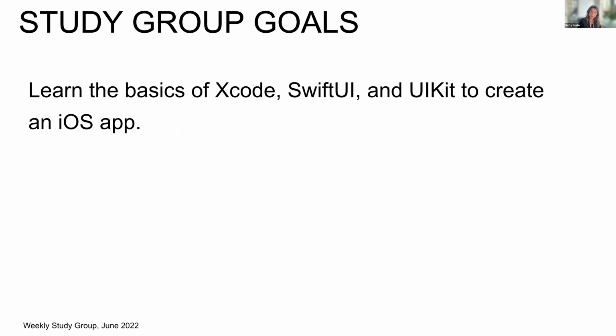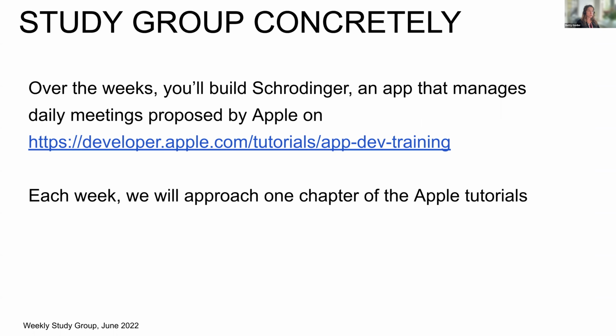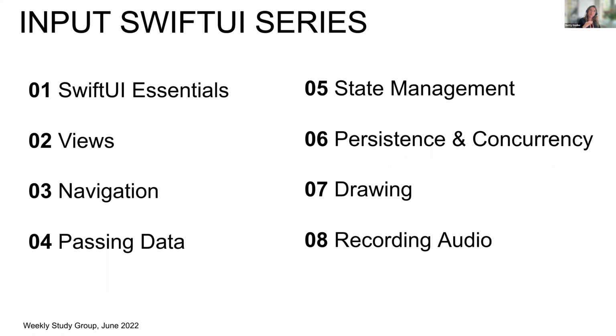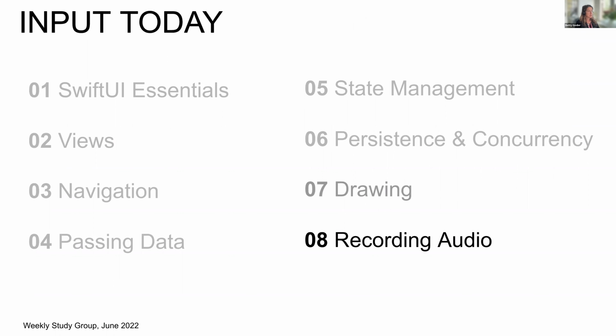For that, we are creating an app from scratch, and this app is called Schrodinger. The main goal of the app is to manage daily meetings. In building this app, we had different inputs during these weeks, and here you can see all the different inputs of this series. Today, the last one, we will focus on recording audio with the app.